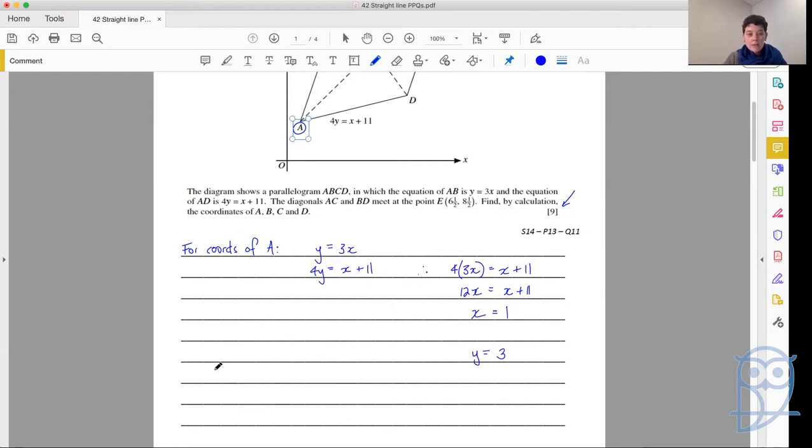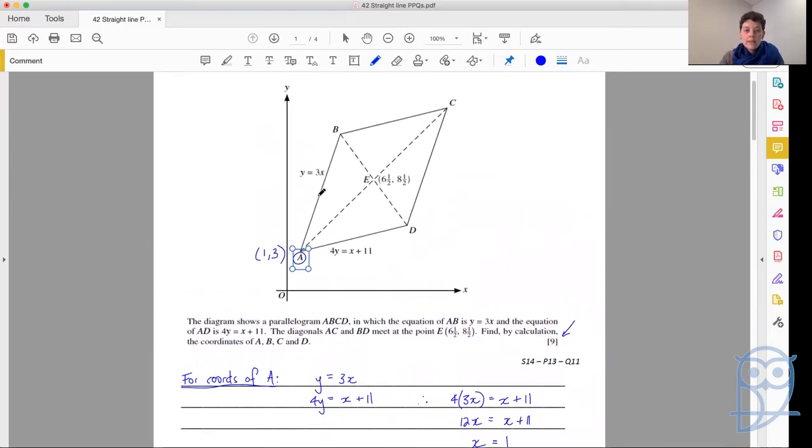So we make a note: A equals (1, 3). What can be really helpful here is to go back to the diagram and add in the coordinates, because it may be useful for the next piece that you're going to do. So now we know that A is (1, 3). Let's have a look again and say, right, B, D, and C. For B, we don't have a second piece of information yet. D, also we're lacking a second piece of information.